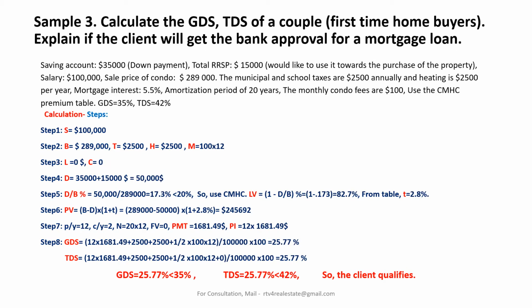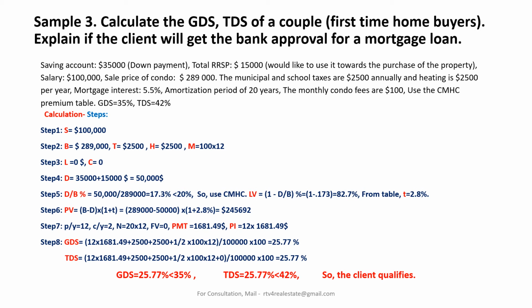Calculate the GDS, TDS of a couple, first-time home buyers. Explain if the client will get the bank approval for a mortgage loan. Saving account, $35,000. Down payment, total RRSP, $15,000. Would like to use it towards the purchase of the property. Salary, $100,000. Sale price of condo, $289,000. The municipal and school taxes are $2,500 annually and heating is $2,500 per year.